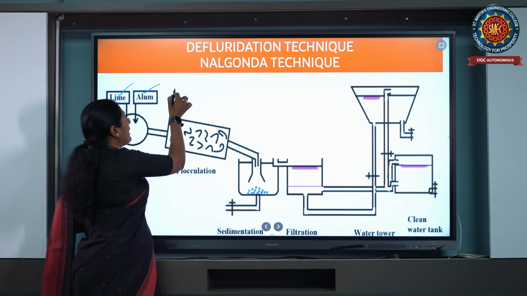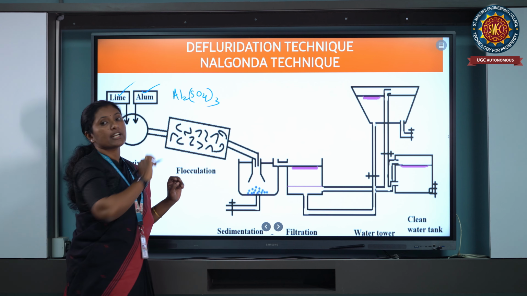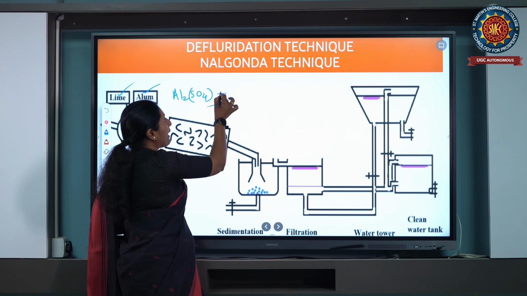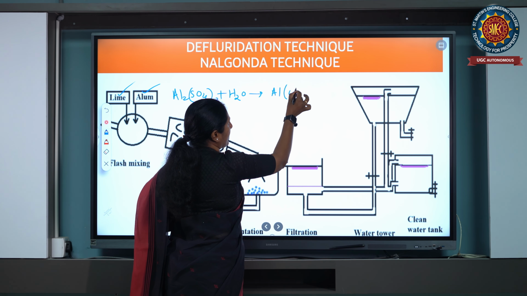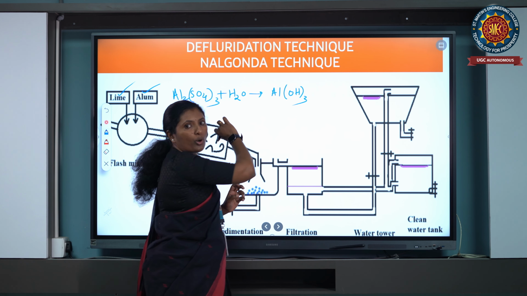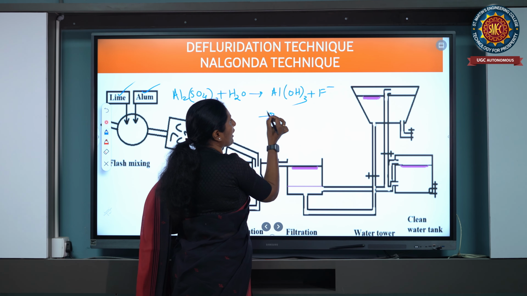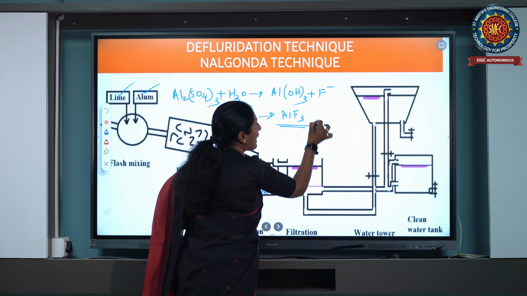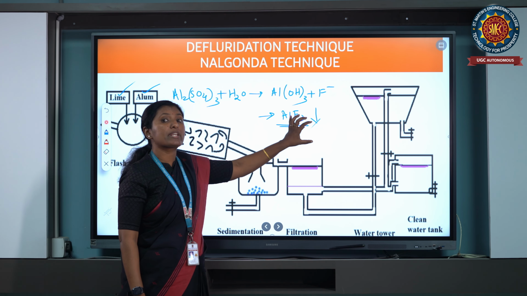What is alum? Al2(SO4)3, that means you are adding aluminium sulfate. So this aluminium sulfate, whenever you are adding to water, what will form? Aluminium hydroxide, Al(OH)3. Also, already fluorine is there. So this fluorine can form AlF3, that is aluminium fluoride will form, and it is a precipitate. That is the equation. It is a precipitate.